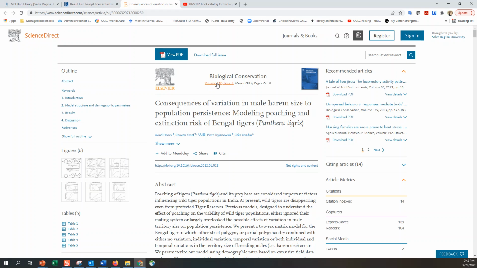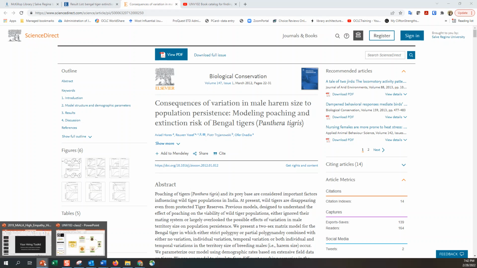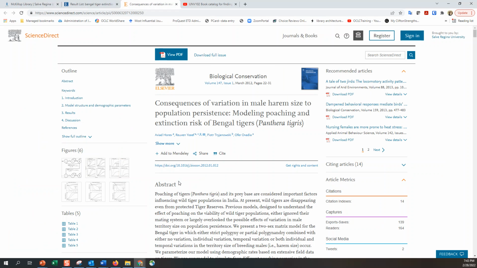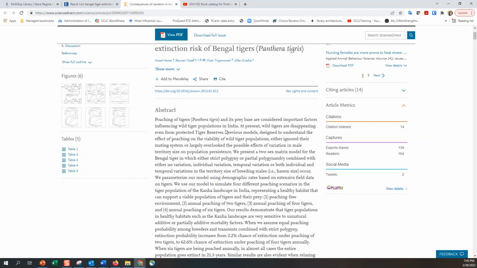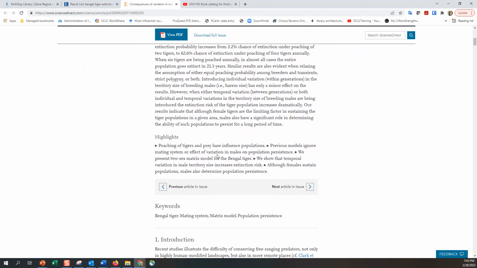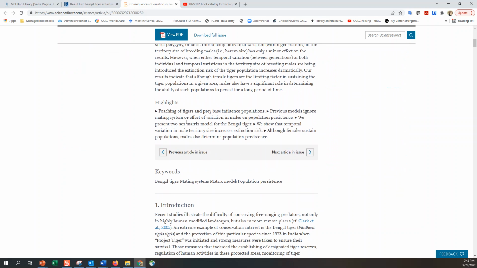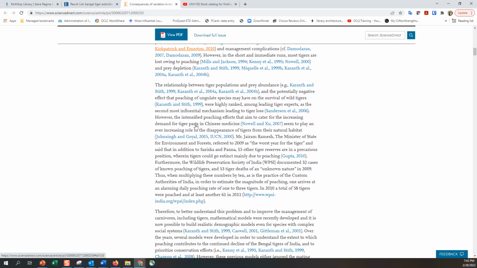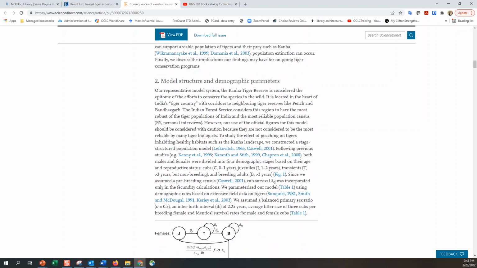And let's see if this article matches the pattern that we saw right here with the introduction, methods, results, limitations, conclusion. So let's take a look and see if that does that for us. So we can see an abstract or summary of the article. And then if we keep going down, there's a handy highlights where the authors are talking about what this article does that others don't. And now we have an introduction. So we're right on track. It's quite long. But then we have a different section, model structure and demographic parameters. So that's a little bit of a variation.